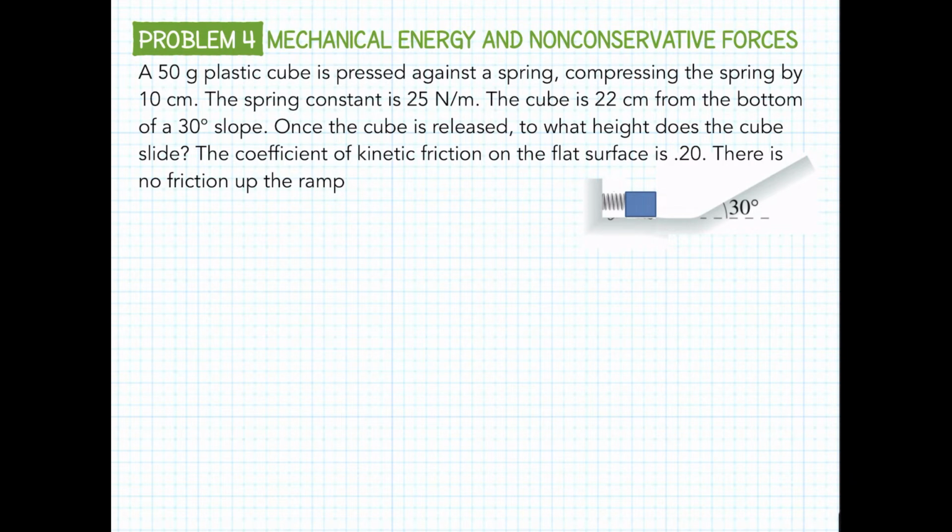Okay, so we have a plastic cube. It's pressed against a spring, so you start out with spring potential energy, or depending on where you put your boundary for your system, it could also be work done by the spring, but let's include it as a potential energy. We're compressing the spring by 10 centimeters. We know the spring constant. The cube is 22 centimeters from the bottom of a slope. Once the cube is released, we want to know what height the cube gets to. And we know the coefficient of kinetic friction on the flat surface is 0.2, and there's no friction on the ramp. So let's draw this out with the before and after.